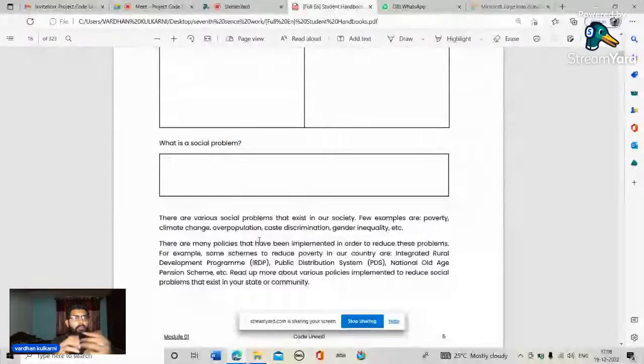So what you do is you understand what is going on between them. There are various social problems in a society, like poverty, climate change, overpopulation, caste discrimination, gender inequalities, etc. There are lots of social problems going on.